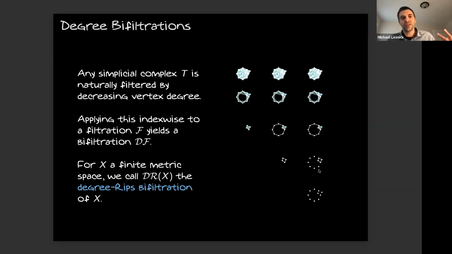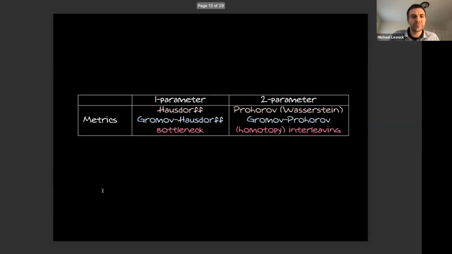These are two, I think, very natural, simple, elegant extensions of the Rips filtration to the 2-parameter setting, and both of them are density sensitive somehow. So, for example, for degree Rips, we can think of the degree as a measure of density.